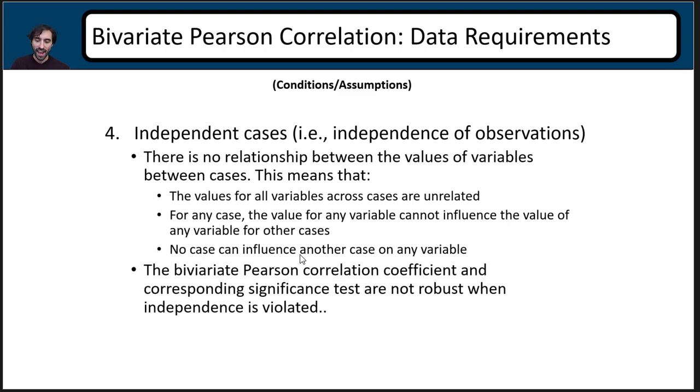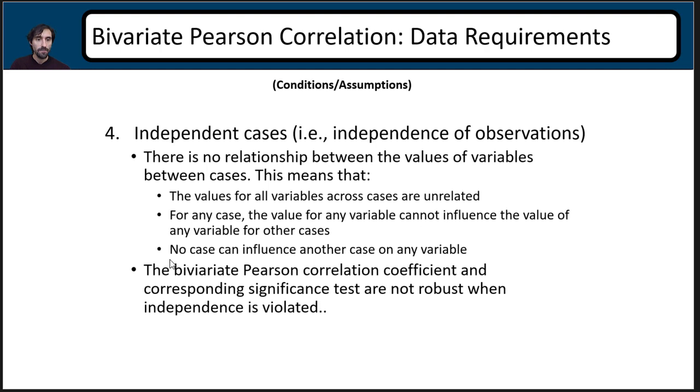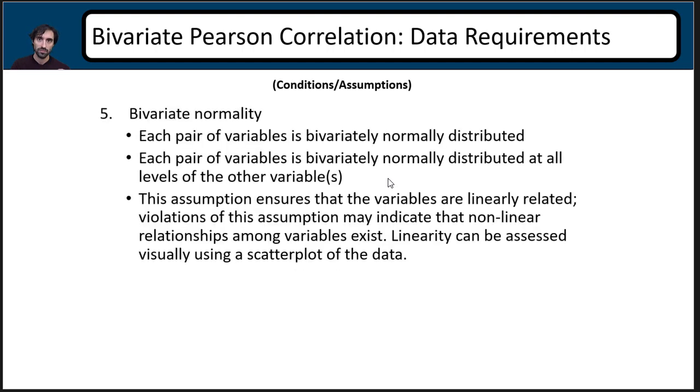So if we were looking at a 1930 and then a 1931, we wouldn't actually be doing a correlation. We would be doing a pre-post or a paired sample t-test. All right? And the bivariate correlation coefficient and the corresponding significance test are not robust when there is more of a dependence between the 2 variables. So basically, they should be as independent as possible.